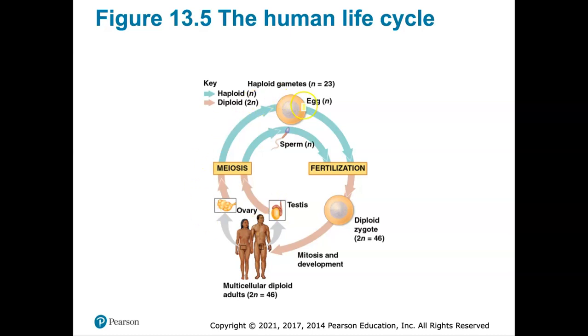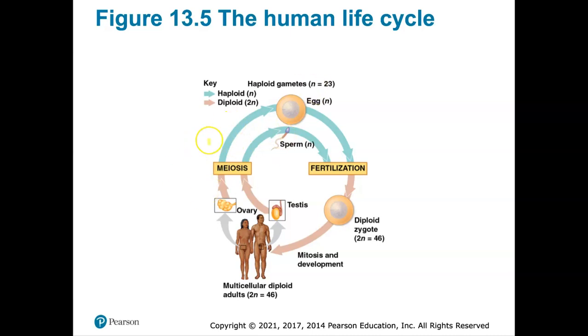And this is an illustration of the life cycle of a human. So we'll just start with fertilization. You have an egg that has 23 chromosomes, the haploid number, and a sperm that has 23 chromosomes, the haploid number. The sperm unites with the egg, that's fertilization, and now the zygote is diploid. That zygote divides by mitosis and produces the adult. In the testes of the adult male, meiosis occurs and produces sperm. In the ovaries of an adult female, meiosis occurs and produces eggs.